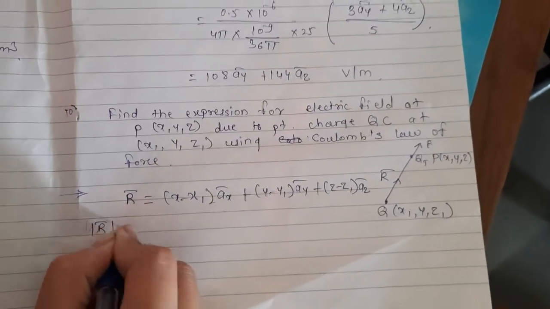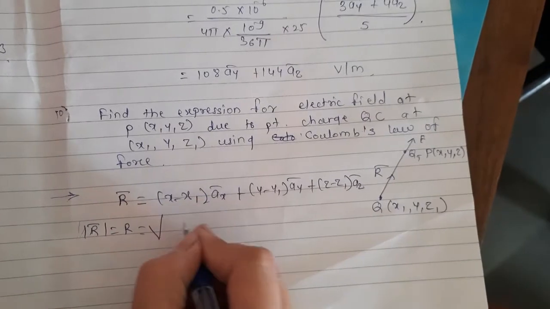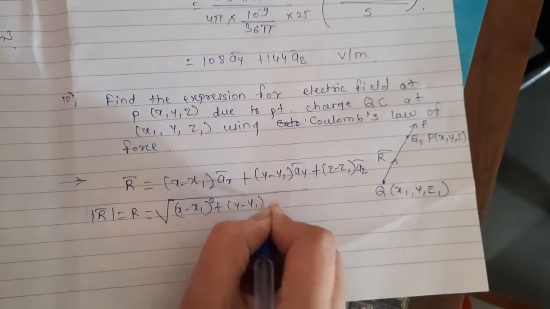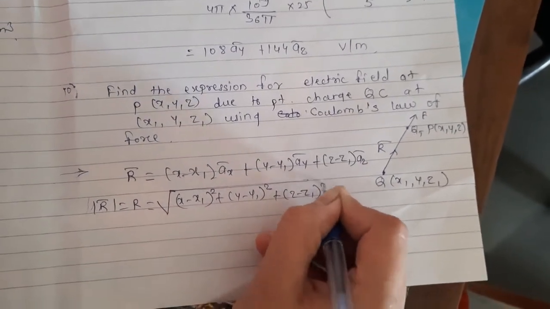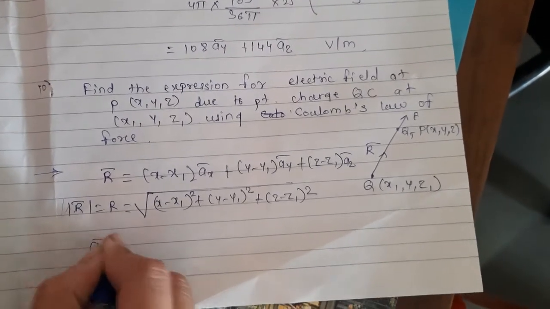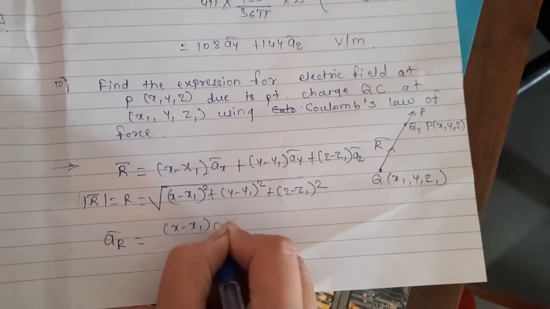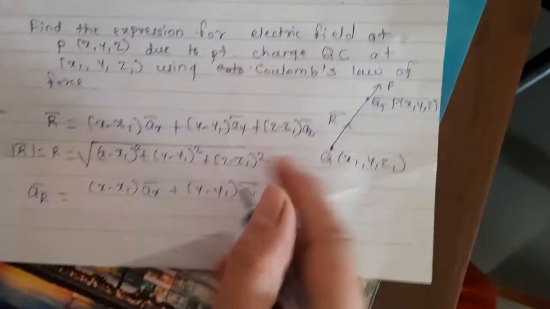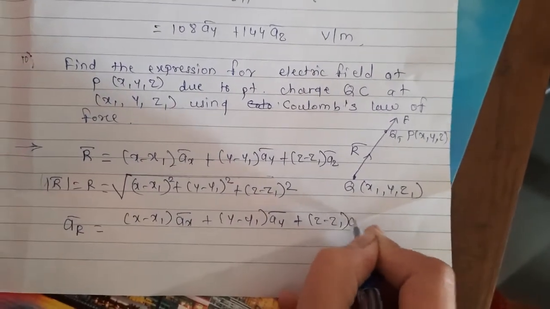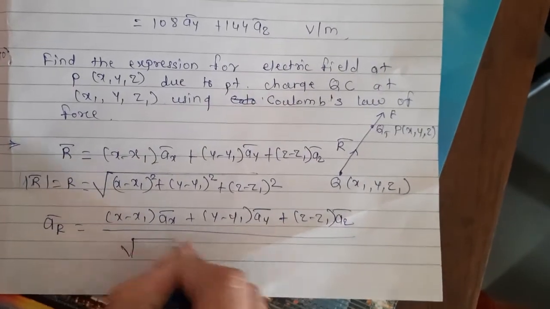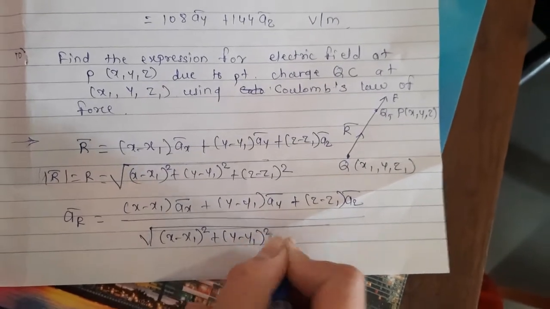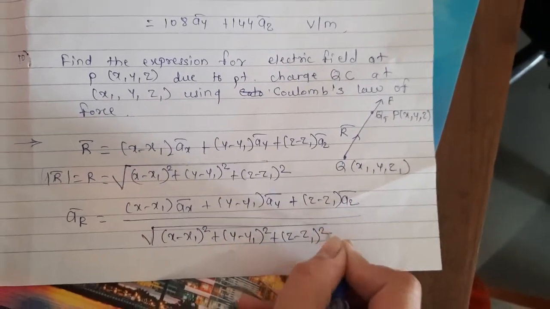Next is its magnitude. So it is square root of x minus x1 square plus y minus y1 square plus z minus z1 square. So unit vector ar bar is equal to x minus x1 ax bar plus y minus y1 ay bar plus z minus z1 az bar divided by magnitude, so this is unit vector.